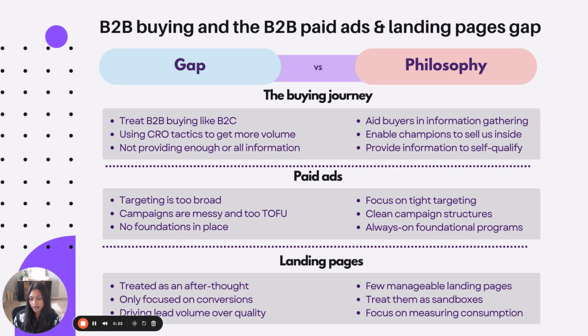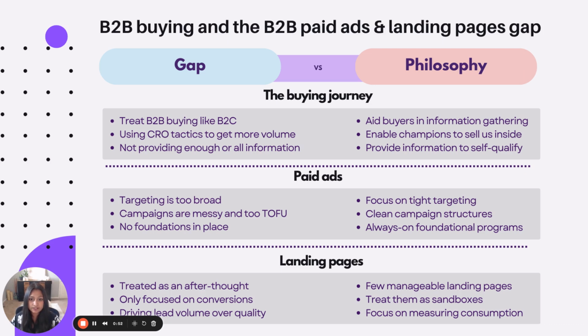However, those are different, right? With B2B, there's far more risk. There are a lot more stakeholders, and it is very information and research heavy. So we use a lot of CRO tactics to get more volume, which could work, but volume isn't the name of the game because we could get a ton of low quality, low intent leads, but that's not what we're after. And I also see a gap where we just don't provide enough information, or all the information that a buyer needs prior to contacting us or even selecting us for evaluation.